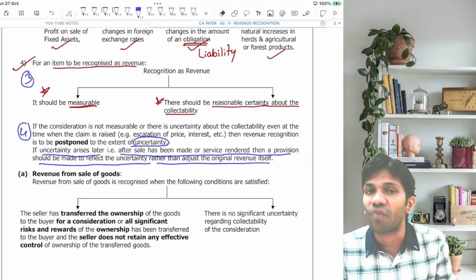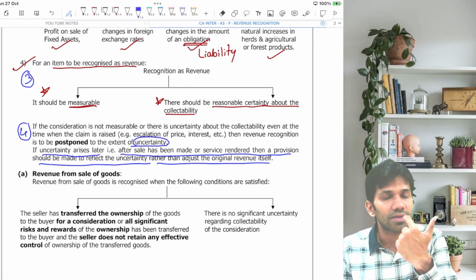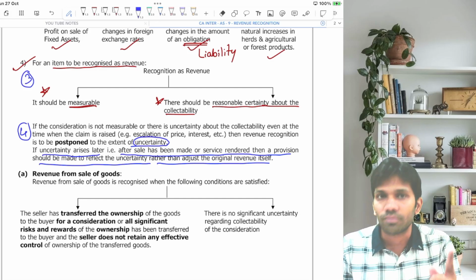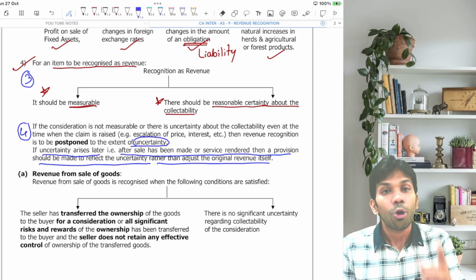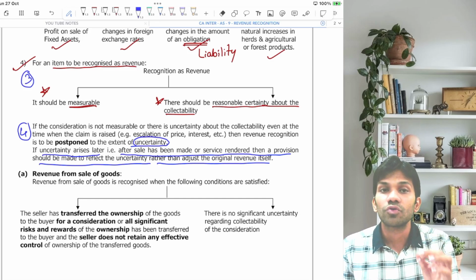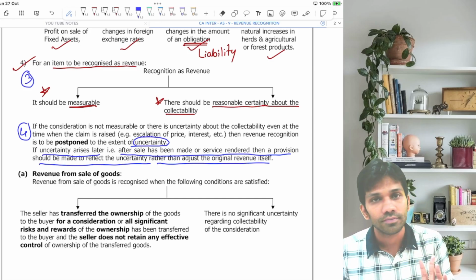Sir, you are reading so fast. Wait. Revenue should be recognized only when it is measurable and when there is reasonable certainty regarding its collection. Now, if the revenue is not measurable or there is uncertainty regarding its collection, then revenue recognition should be postponed to the extent of uncertainty. This is point number 4.